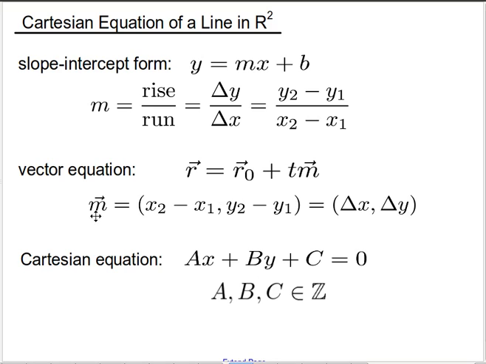The important thing to keep in mind between slope and direction vector is that they both make use of delta x and delta y. You just have to make sure you get the ordering straight.